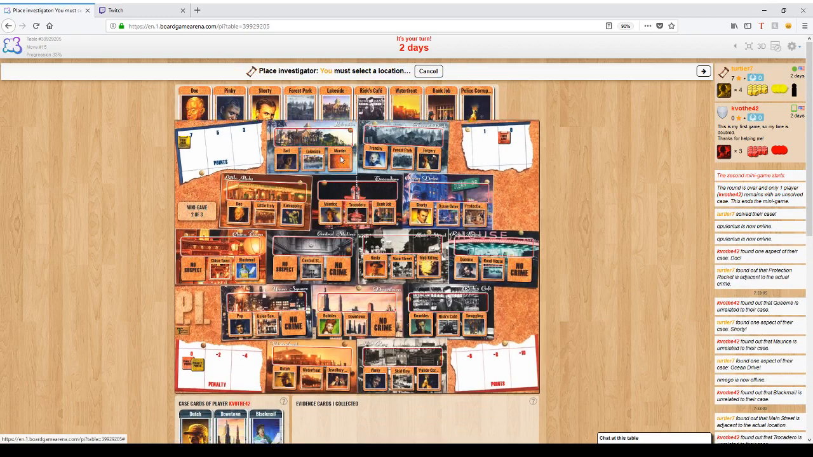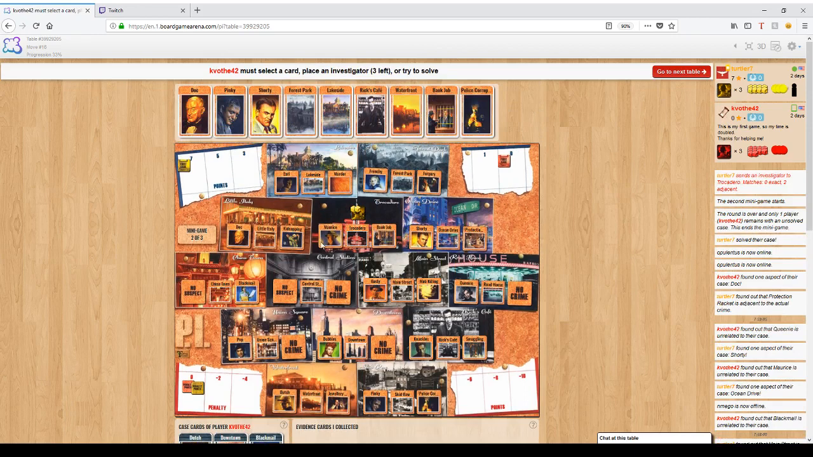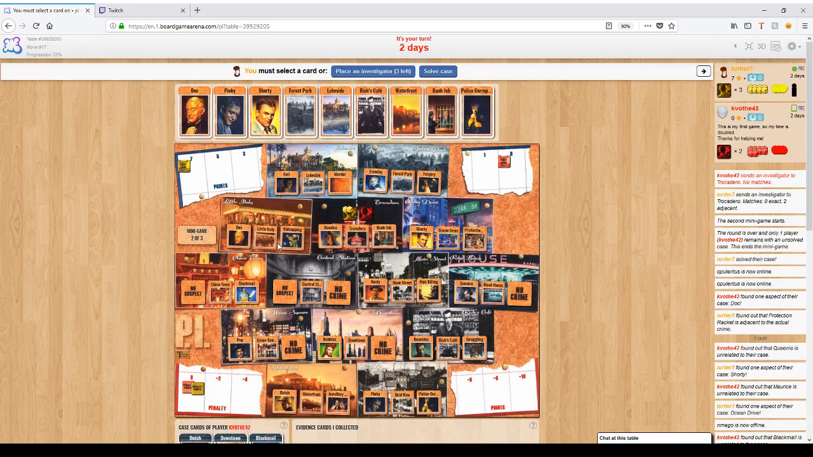So I'm going to place an investigator, get some clues. I know it's two adjacent things, but nothing on this tile itself. You continue doing this process for a while until you can solve all the cases. In a two-player game, it basically becomes a race to who can solve two cases.